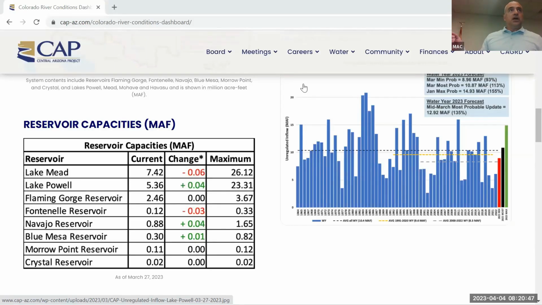Charles asked me to come here and talk about current conditions on the river. Rather than having a canned presentation, I thought it would be a good idea to walk folks through a new tool that we just developed not a few weeks ago. You can get to this link on the publicly available CAP website, and it's called the Colorado River Conditions Dashboard.